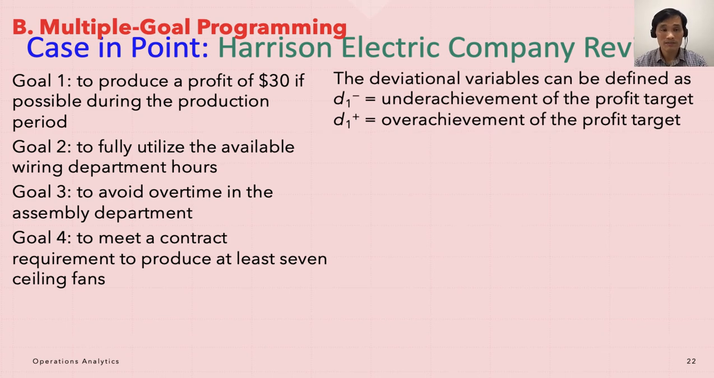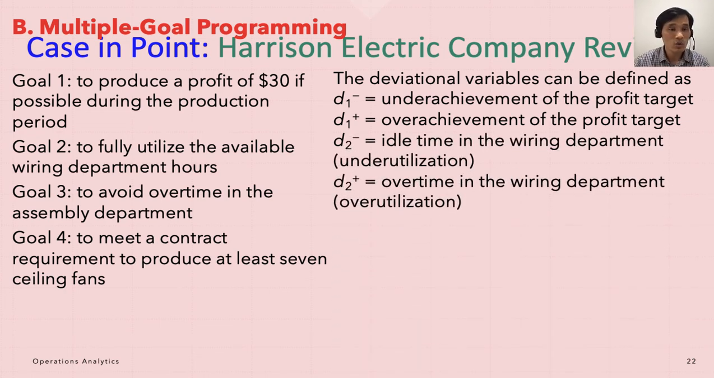And let's first think about goal one. It's about producing a profit of $30 if possible during the production period. So D1 minus is underachievement. If your profit level is less than 30, it's going to be D1 minus. And D1 plus is overachievement of the profit target. That's if your profit goes above $30, then it's going to be your overachievement.